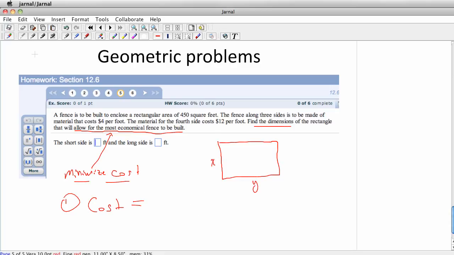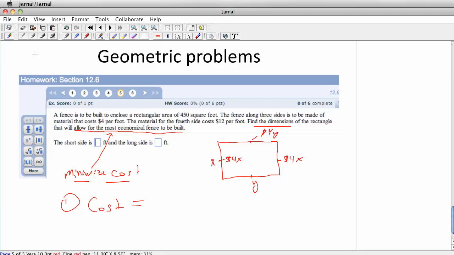The fence along three sides is made of a material that costs $4 per foot. So let's just say that's these three sides. So if this costs $4 per foot, then the total cost of this side is $4 times x. And the same thing for this side. This side costs $4 times x. This side also costs $4 per foot, but there's not x feet on this side, there's y feet. So this side costs $4 times y.